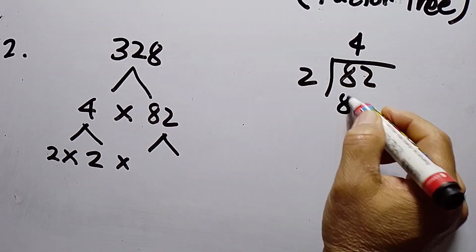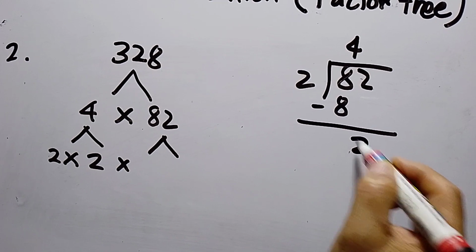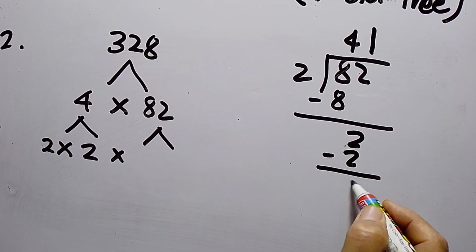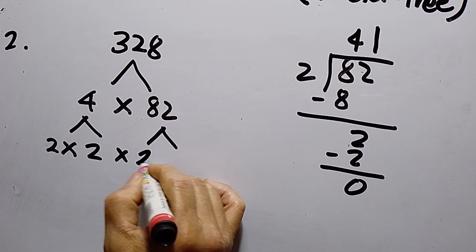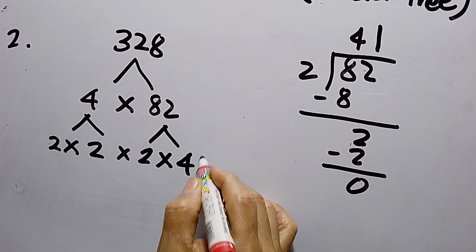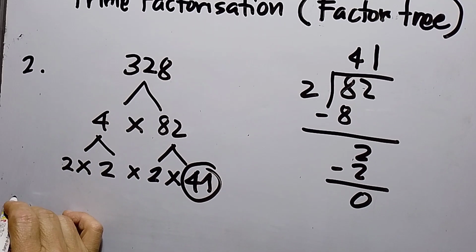Then multiply, this is 8. 8 take away 8, it will be 0. Bring down 2. So 2 divided by 2 is 1. Times 2, that will be 2. Then subtract, that will be 0. So this will be 2 times 41. And we know that 41 is a prime number.